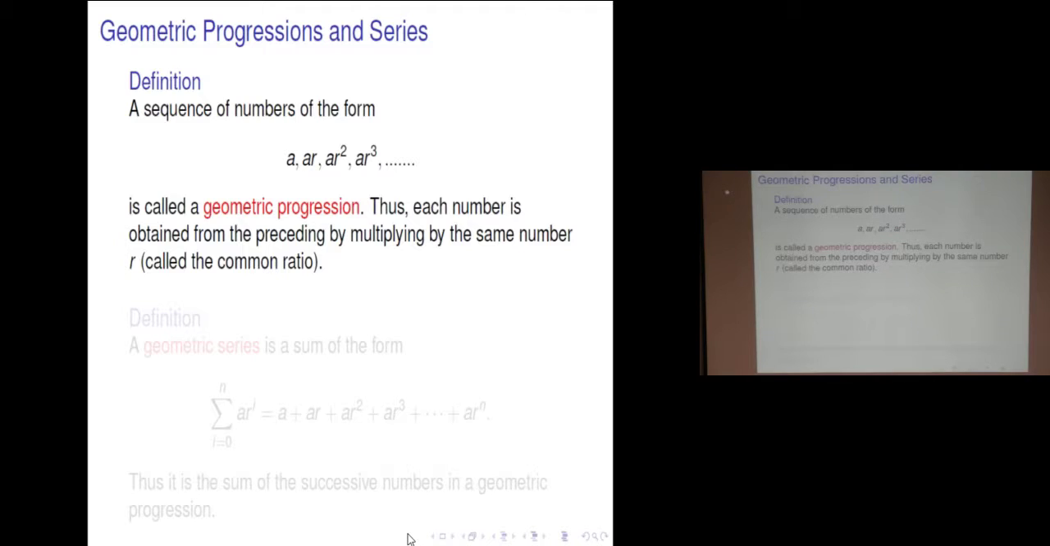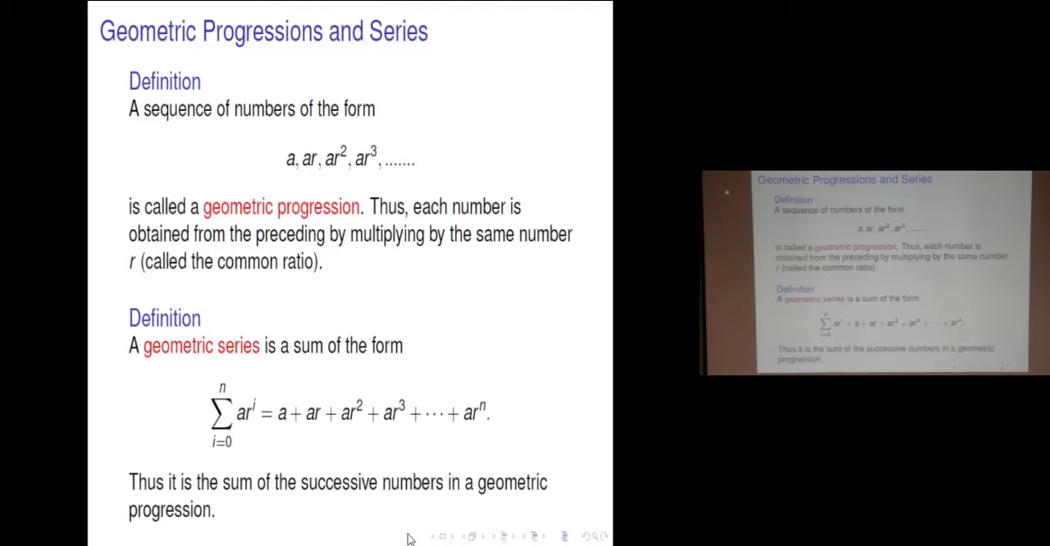So this is an example of geometric progression. Each number is obtained from the preceding one by multiplying by the same number R. So the R is called the common ratio, right? So this is a geometric progression. Now, as before, we are interested in the sum of this geometric progression. So it's called a geometric series.